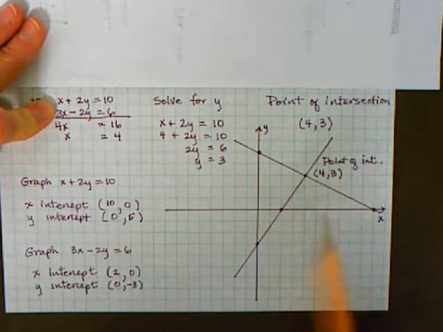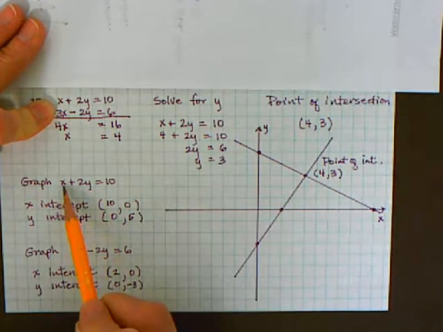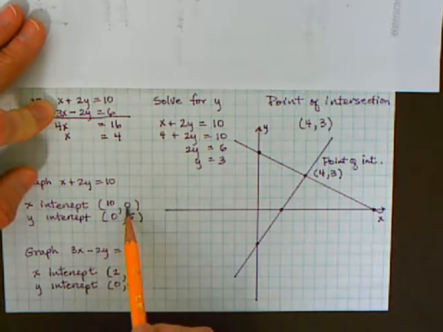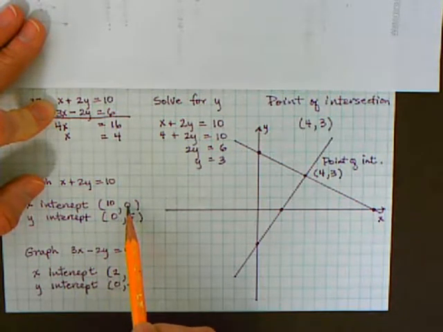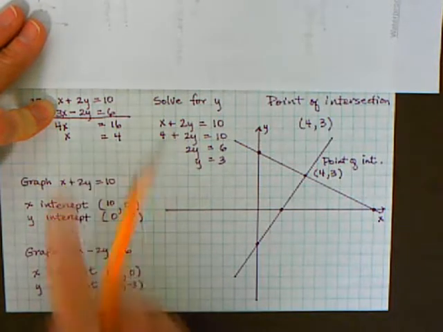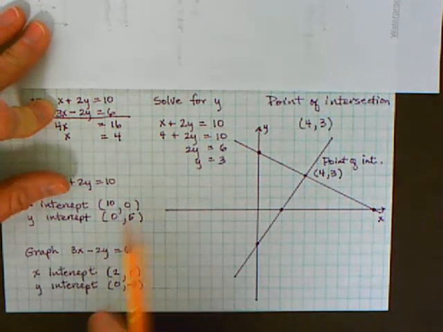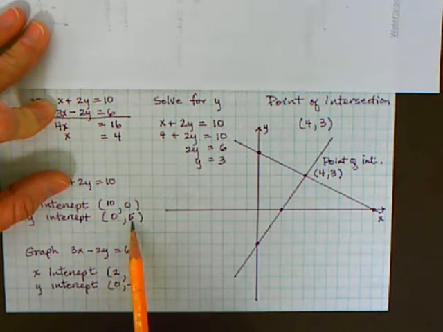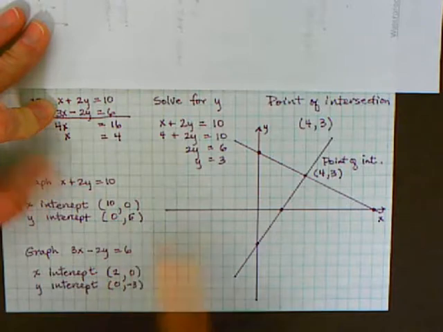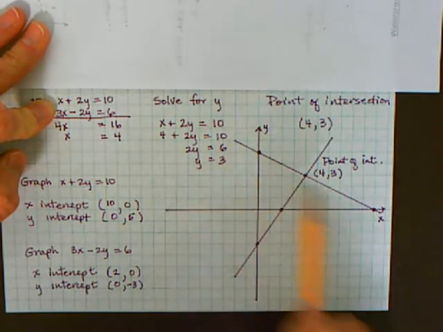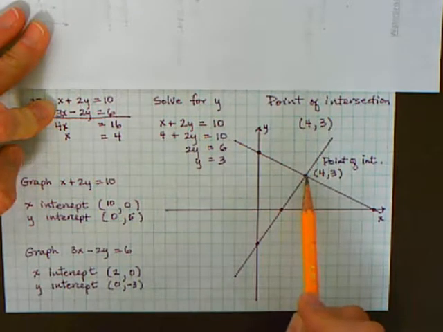Now, I just have to graph the two equations. The first one, x plus 2y equals 10. The y-coordinate of the intercept is 0, so I get that x is equal to 10. And then the x-coordinate is 0, so I get 2y equals 10, so y is equal to 5. So graphing this, 10, 0 and 0, 5, draw the line, it goes through the point of intersection as well.